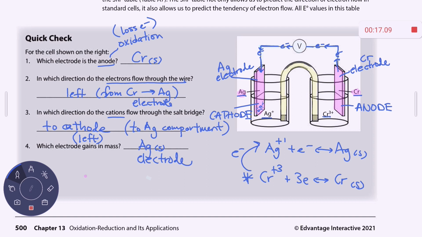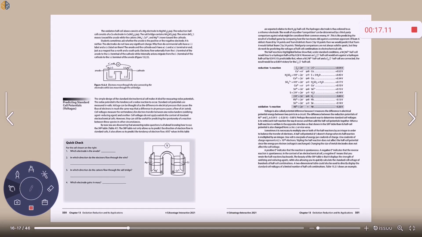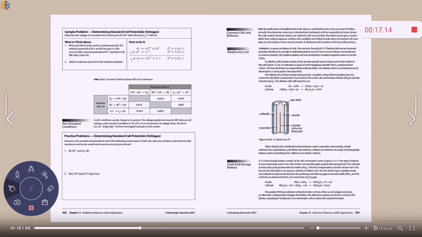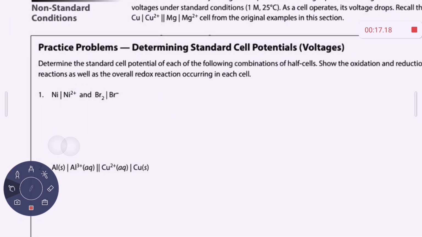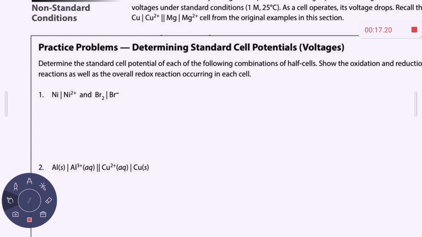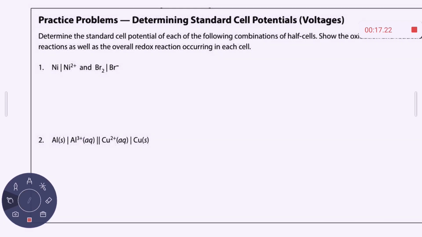Okay, let's take a look at the next page. What I'm going to teach you how to do here is jump straight into a practice problem, and I'm going to teach you how to use the table with the half reactions to predict how much voltage that spontaneous redox reaction will actually produce.